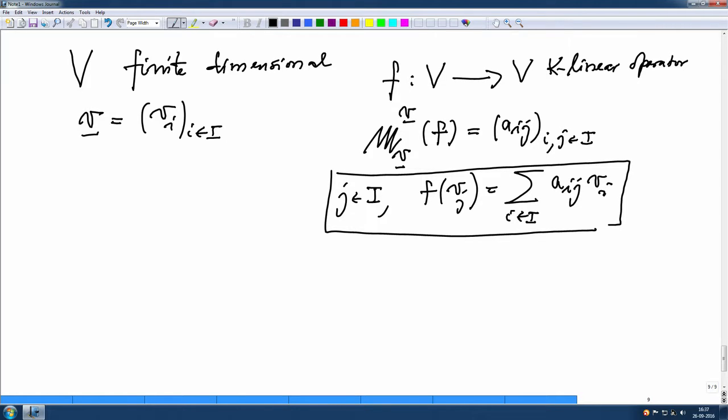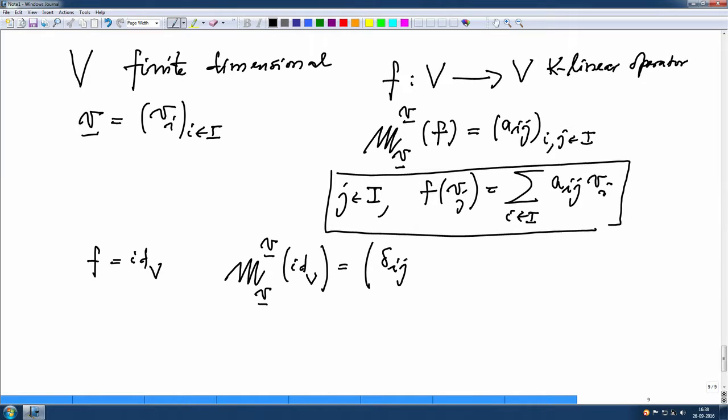Suppose I take F equal to the identity map ID_V. Then what is the matrix M_VV of the identity map? I just have to know where Vj goes under the identity. Vj goes to Vj only. So that means this is a matrix where it is delta_ij, where delta_ij is the Kronecker delta.